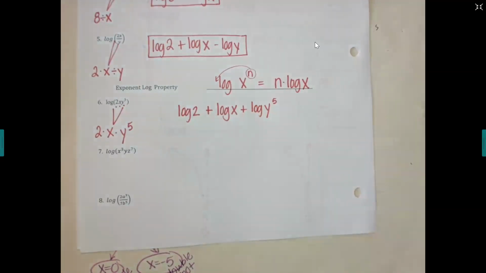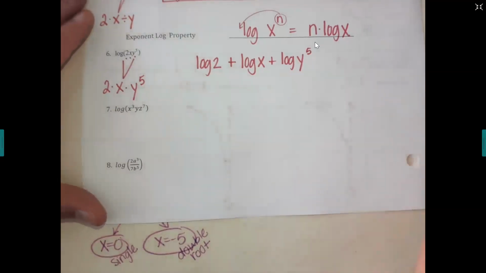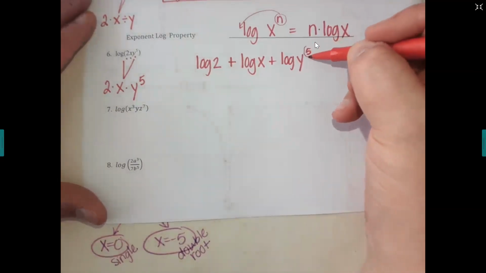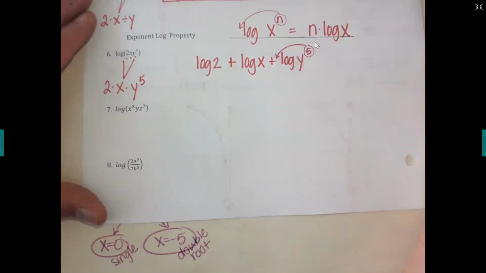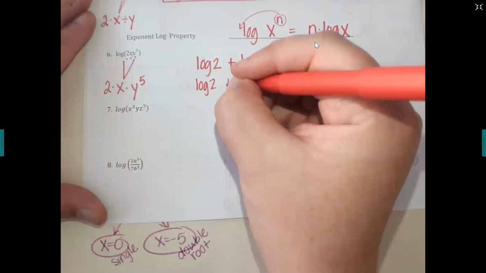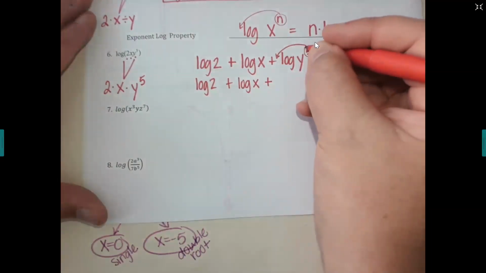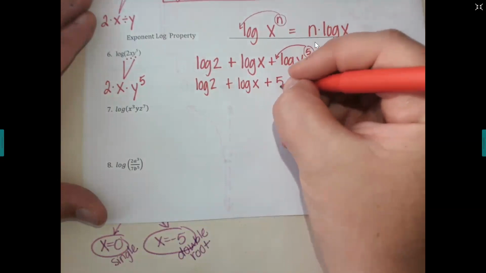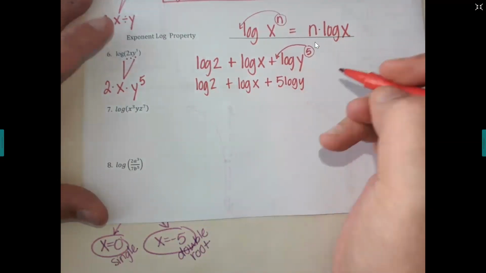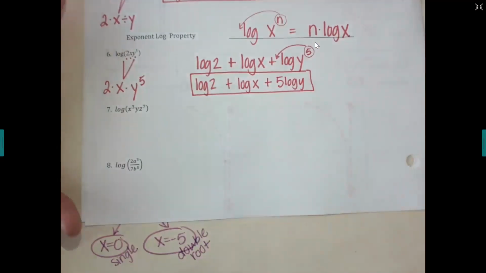Okay, everybody looking at that? Does that make sense? Okay, then the worst rule of all, this little 5 can just go right there. So now here's your final answer. It'd be log 2 plus log x plus, and then the 5 down to the front is now 5 log y. So it just goes right in front of it. It only goes in front of the log that it was a part of, correct?